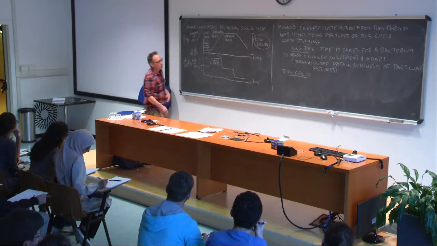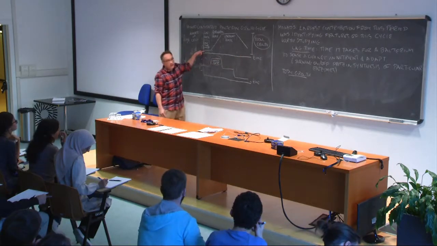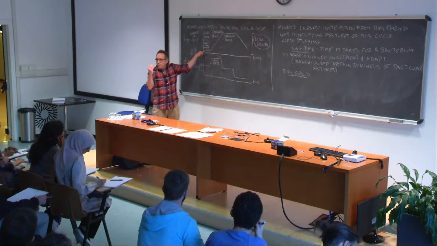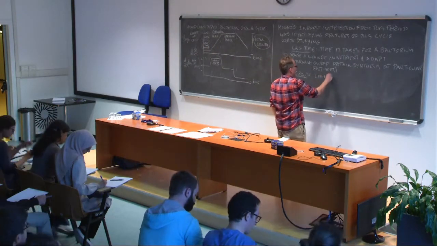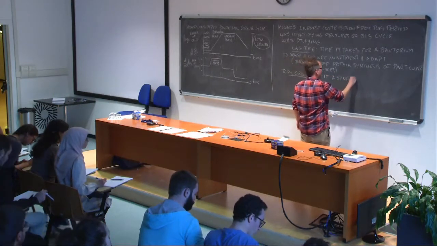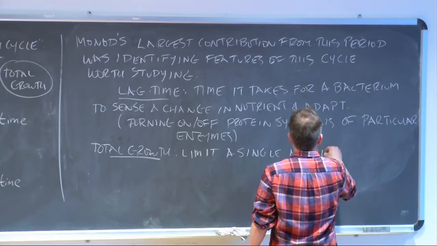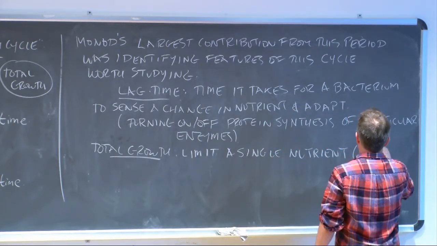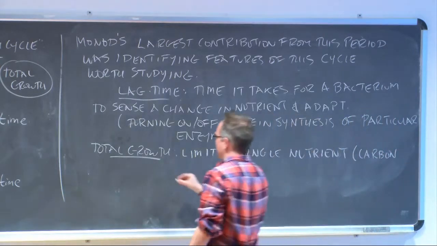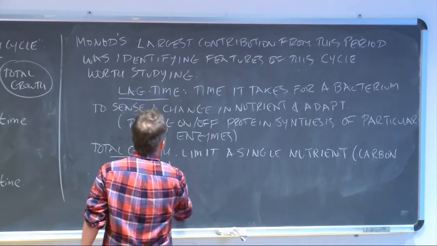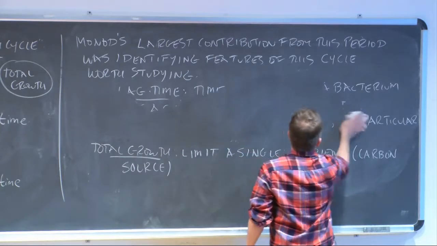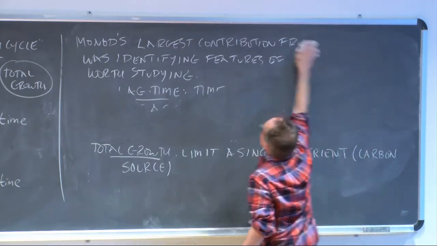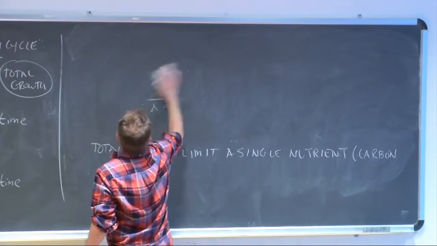All right, let's talk about total growth. So total growth is you add a little bit of bacteria, and you set one particular nutrient to be the thing that limits its maximum density before it hits stationary phase. So you limit a single nutrient. It's usually the concentration of the carbon source. And then what you end up with is something that looks like this.